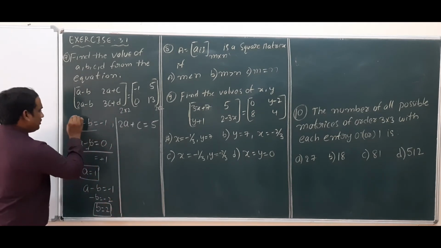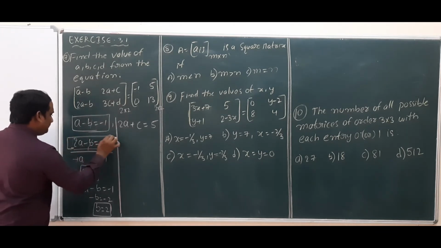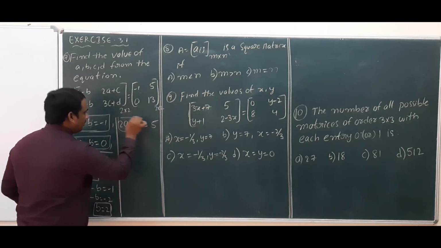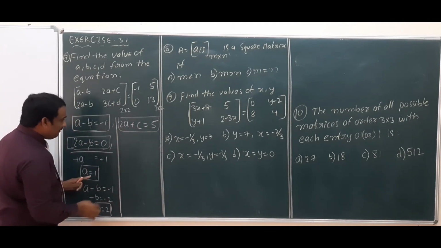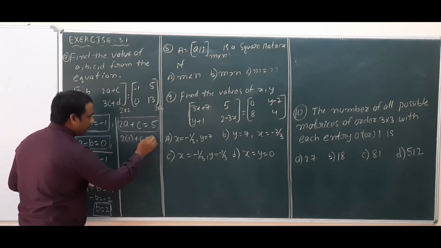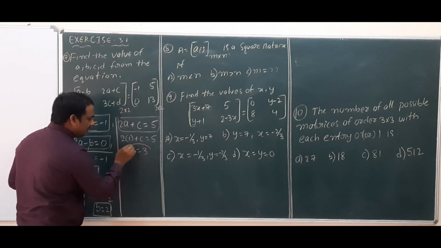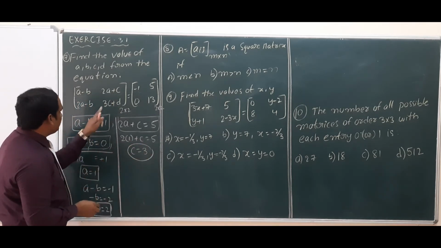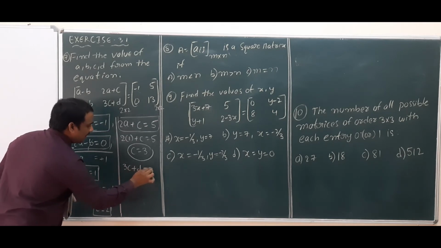This is the first one, this is the second one, this is the third one. Here 2a plus c equal to 5. A value is 1. Here you substitute 2 into 1 plus c equal to 5. C value is 5 minus 2. C value is 3. Next one, third equation, 3c plus d equal to 13.